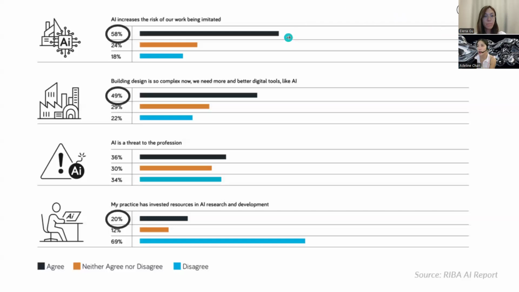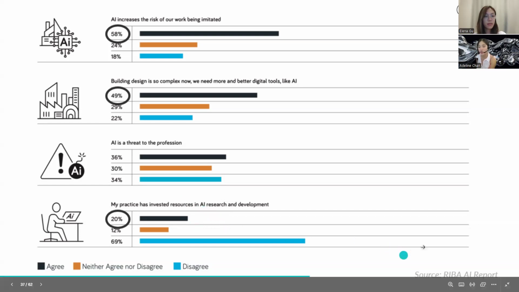So 48% of interviewed architects believe that the risk of their works being imitated will increase. And 49%, half basically, believe that us architects do need better digital tools because building designs are getting more and more complex, as you have your MEP, your structure, your civil, and all that jazz. And then it's kind of a split on whether AI is a threat to the profession. And 20% had stated that their practice had invested resources in AI and research.